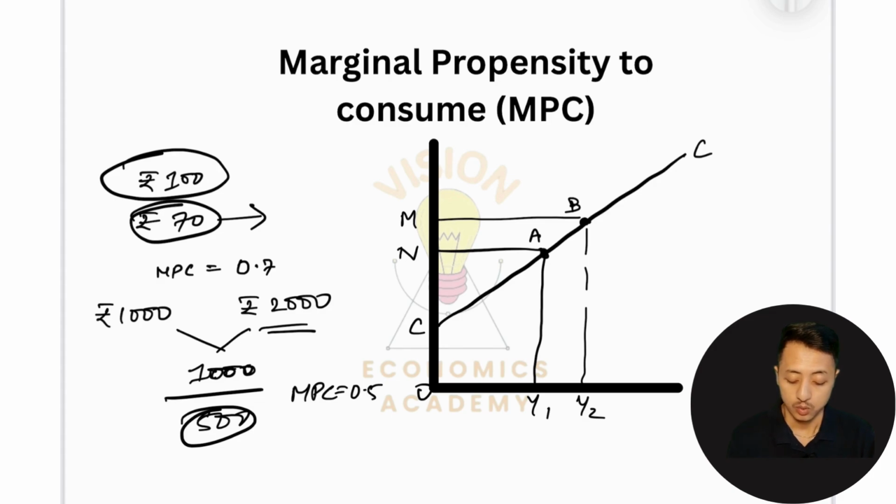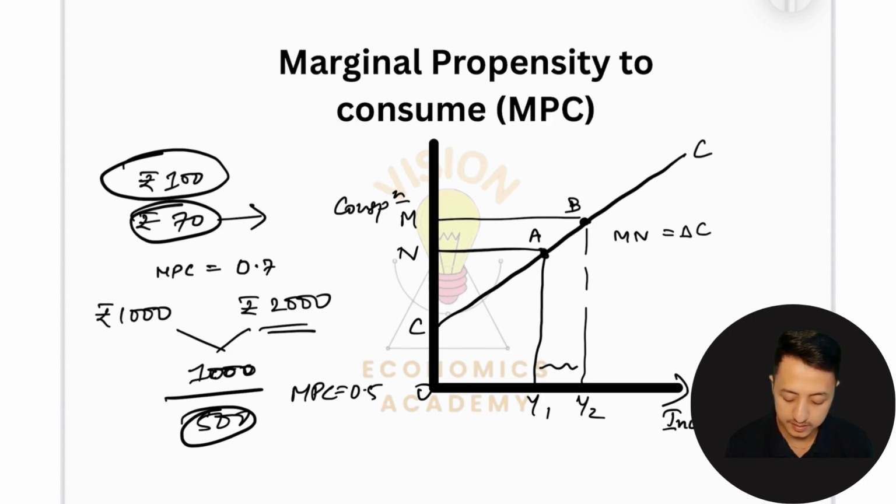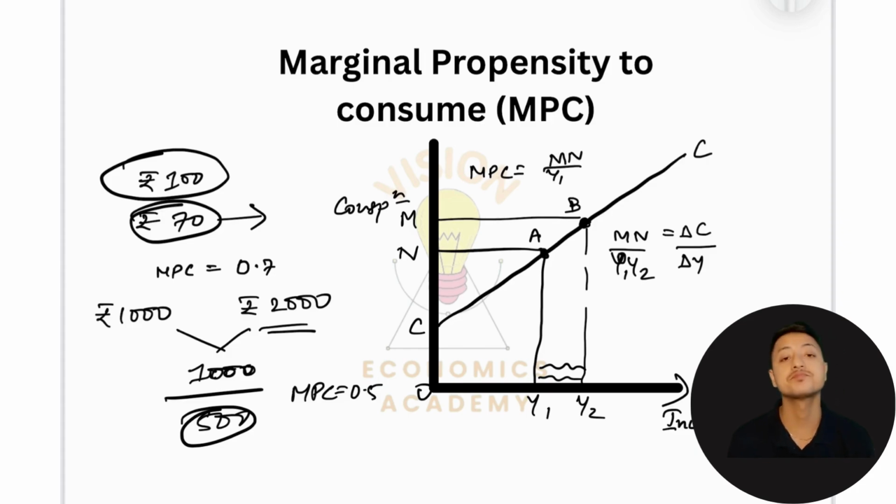Now, what is the increase in consumption? So y-axis is the consumption and x-axis is the income. What is the increase in consumption? Increase in consumption is MN, that is change in C. With change in income, Y1 and Y2, sorry. The change in income is from Y1 to Y2. So Y1, Y2, that is change in Y. So now your MPC here at this point, B, is MN by Y1, Y2, right?